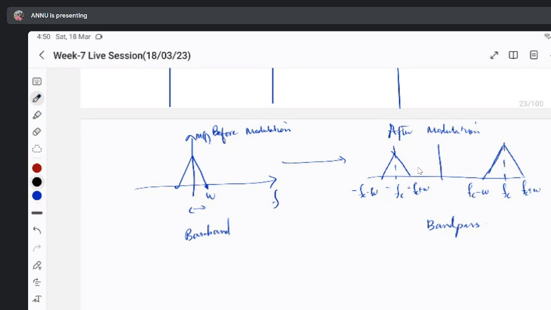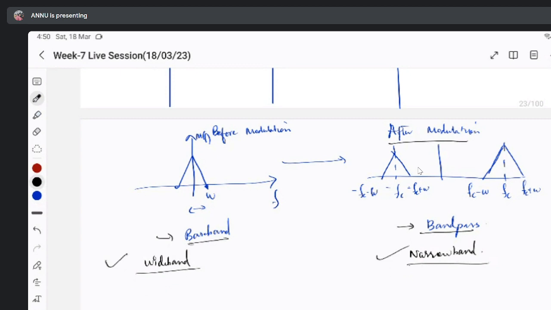This one is wide band. Again, this one is narrow band. A wide band, broadband, baseband, narrow band. So this one is band pass and this one is baseband and this one is wide band, and this one is narrow band. Why is this so? Kushid, can you think why this is wide band and this is narrow band?